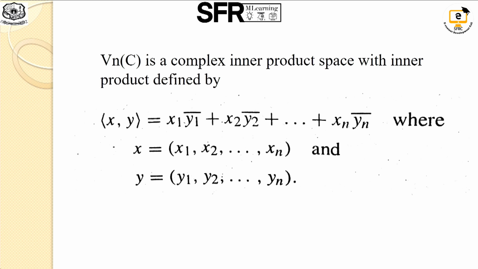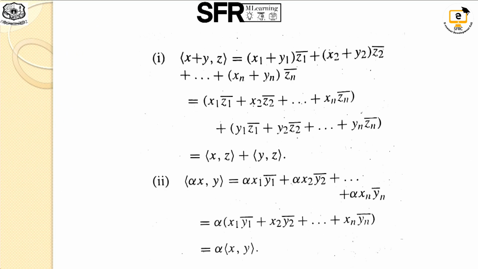Similarly, the next example: Vn of C is a complex inner product space with inner product defined by keeping the first element as it is, taking the conjugate of the second element, multiplying, and adding all together. So inner product of x comma y is x1 y1 bar plus x2 y2 bar up to xn yn bar, where x and y are n-tuples. Next we check all four inner product axioms for Vn of C. Definitely it is also satisfied.